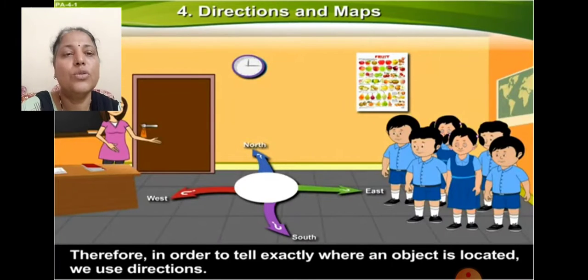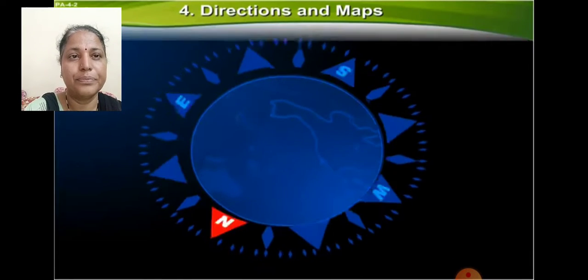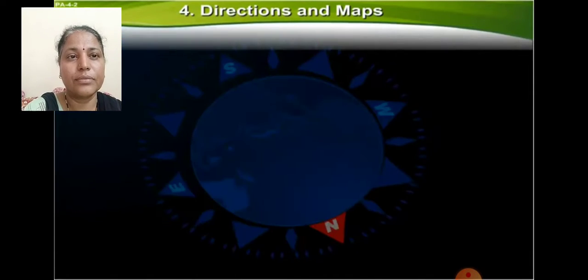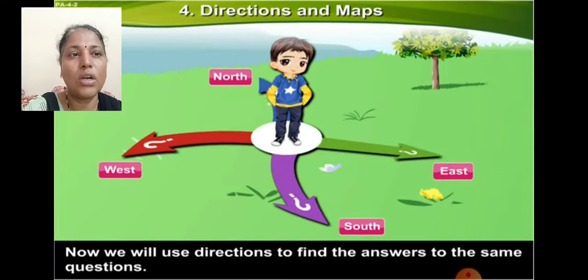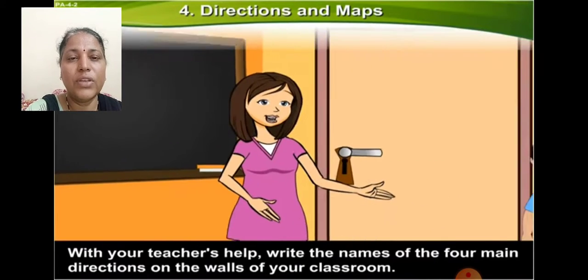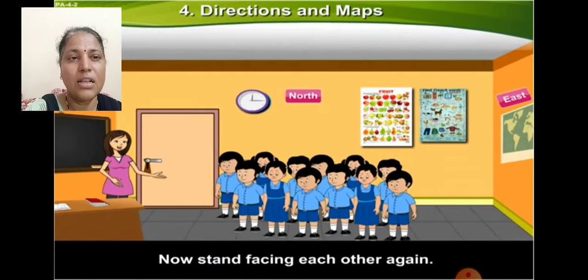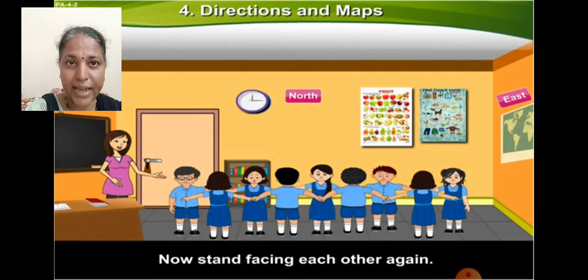Therefore, in order to tell exactly where an object is located, we use direction. At first, you mention the four main directions. We highlight them on the wall. Look at north, east, south, and west. With our teacher's help, students write the names of the four main directions on the wall: north, east, west, and south. These are the four main directions, guys.